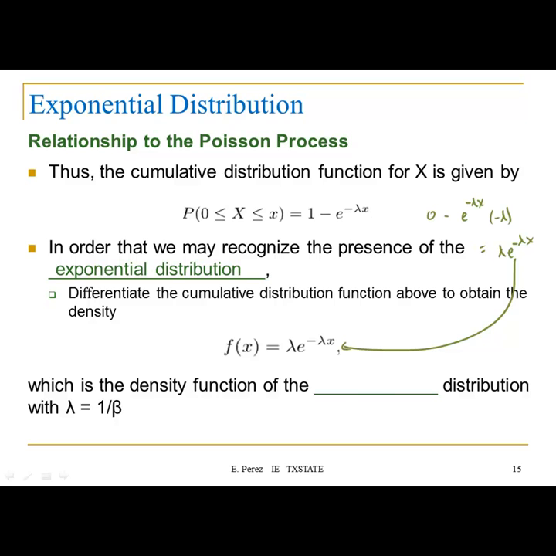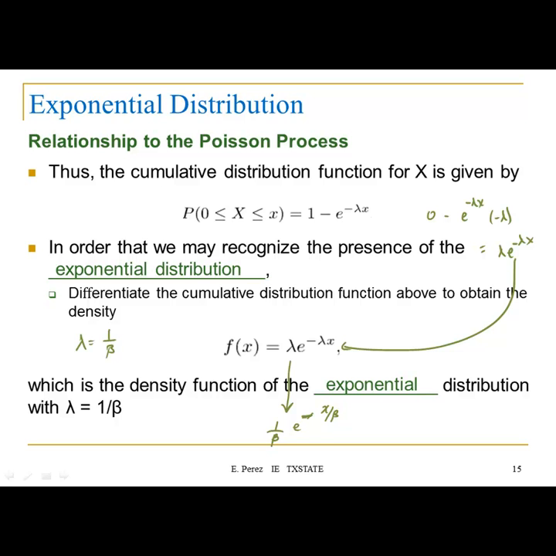And this is the density function of the exponential if you substitute and make lambda equal to 1 over beta. So this will be 1 over beta e to the minus x over beta. And if you recall, that function is the exponential. So by looking at the Poisson process, you can show that the interarrival times of the Poisson arrivals follow the exponential distribution, which is a very important concept in probability.